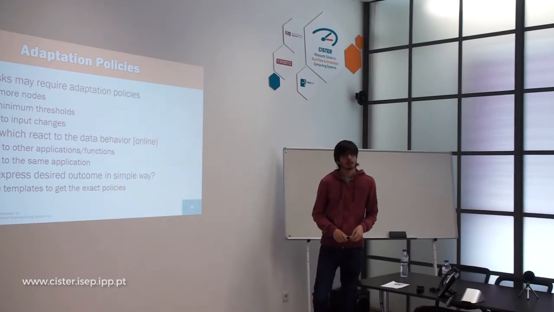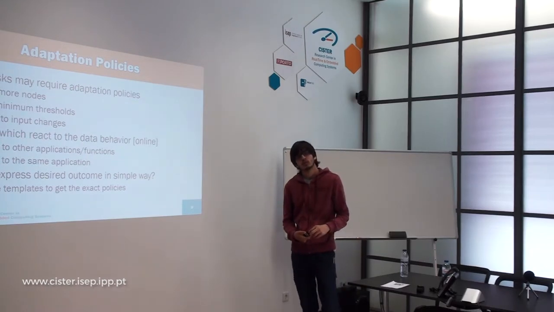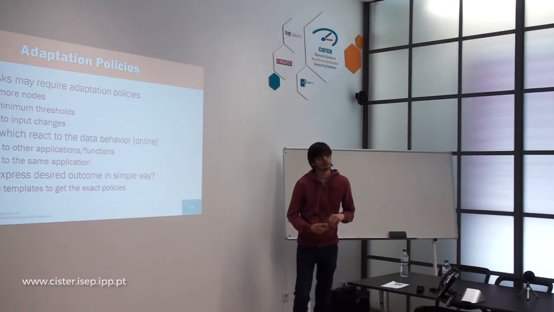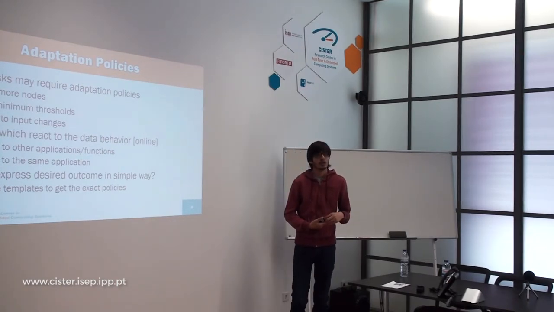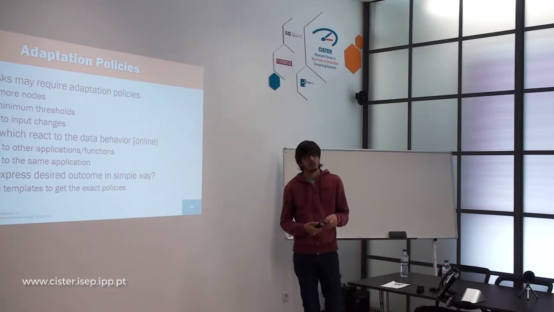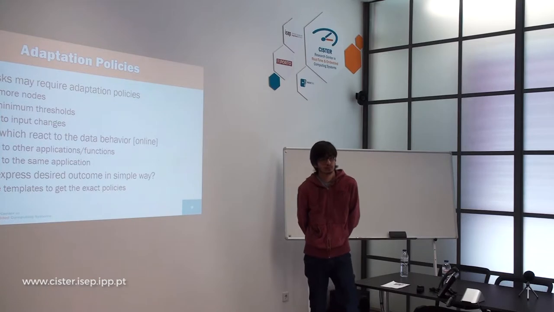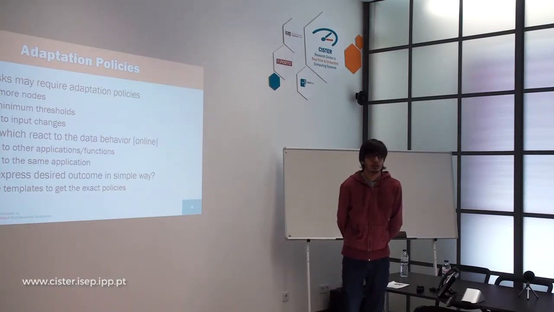I'm trying to see what is the simple programming effort in writing a piece of code which does something, and what is the adaptation policy? For example, I can understand why you say changes to something is an adaptation. So what is expressing a desired outcome in a simple way in adaptation? Okay.